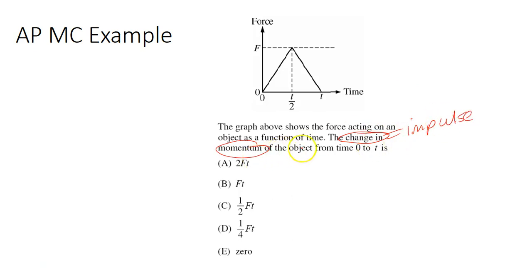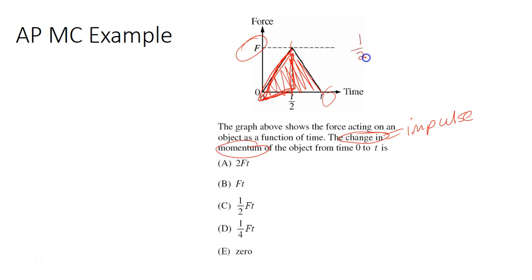So they try to trick you here, right? You're like, oh no, I don't have any velocity or mass. Well, they do give you force and time. So again, you find the area under the curve. Literally it's the same method because of the way this is drawn. I'll do this triangle first.